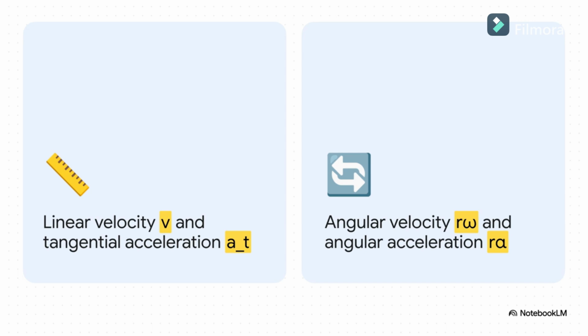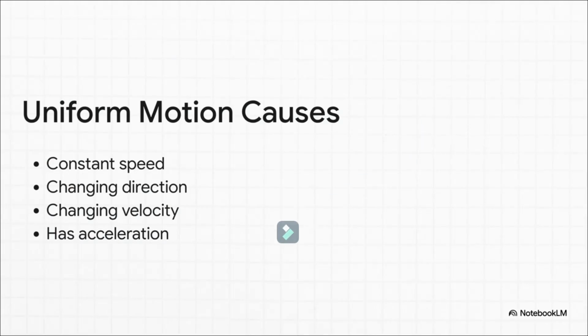Your linear velocity, v, is literally just r times angular velocity, omega. And your tangential acceleration, a sub t, is just r times angular acceleration, alpha. Seriously, burn these into your memory, because this mathematical bridge pops up in almost every single JEE question on this topic. All right, let's bust our very first common misconception.